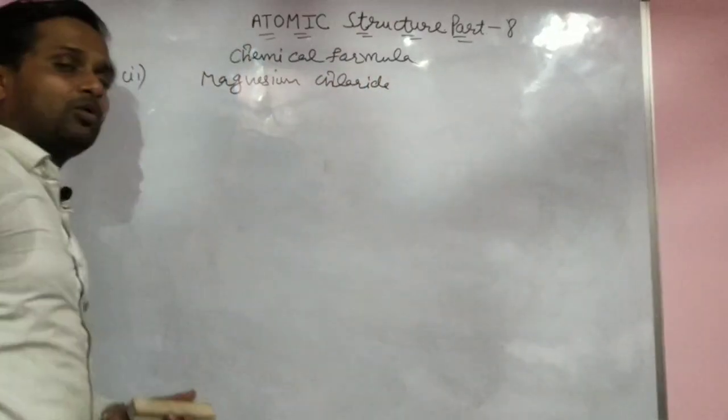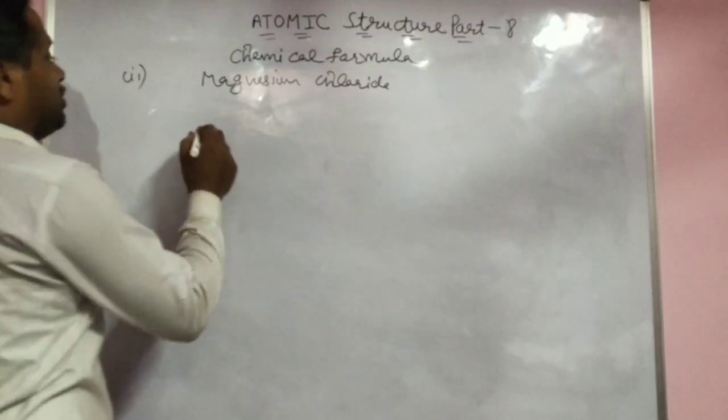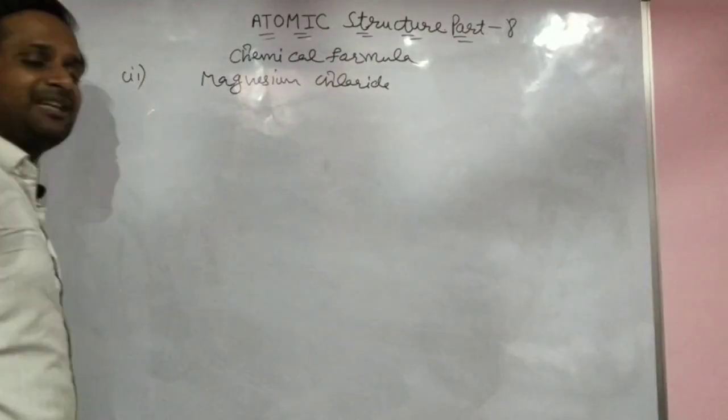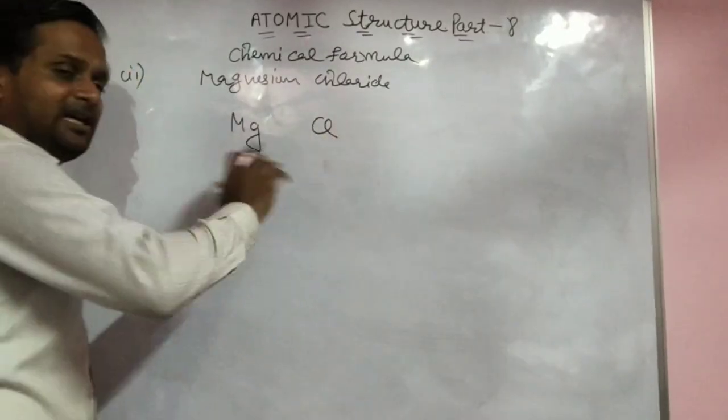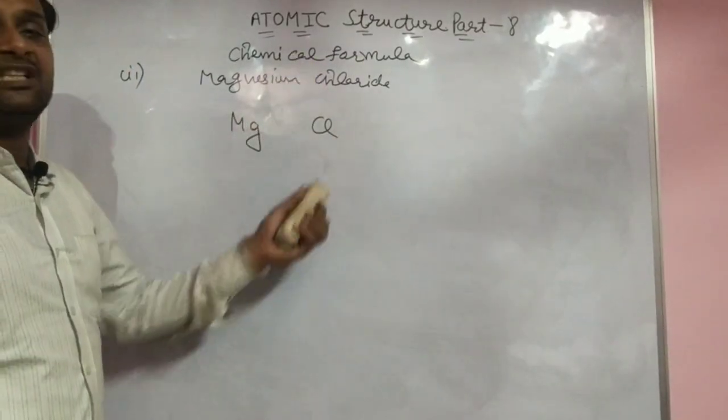First of all, you should know about the valency and configuration. Then you are able to make the chemical formula. First of all, write magnesium, then chlorine. I make it here directly, but you should always put it in the pattern form.